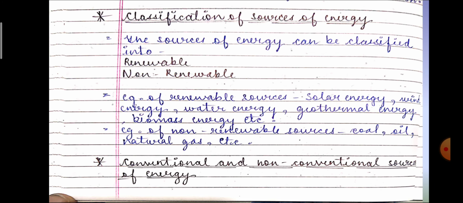Classification of sources of energy. Sources of energy can be classified into two types: renewable sources and non-renewable sources. Examples of renewable sources are solar energy, water energy, geothermal energy, biomass energy, etc. Examples of non-renewable sources are coal, oil, natural gas, etc. Conventional and non-conventional sources of energy.